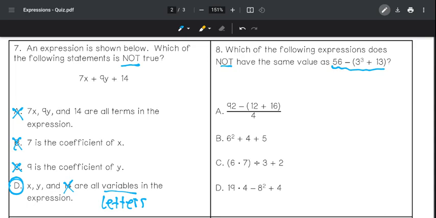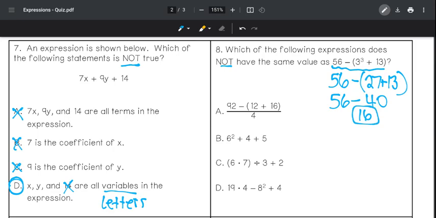So solving inside my parentheses first. 3 times 3 times 3 is 27, because 3 times 3 is 9, 9 times 3 is 27. So our parentheses is really just 27 plus 13. Okay, so it's still 56 minus, now we solve it, 27 plus 13 is 40. 56 minus 40 is 16. So 3 of these answers should be 16, and one of them is not.